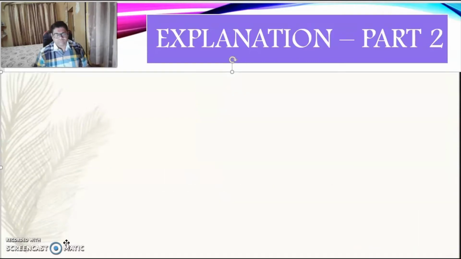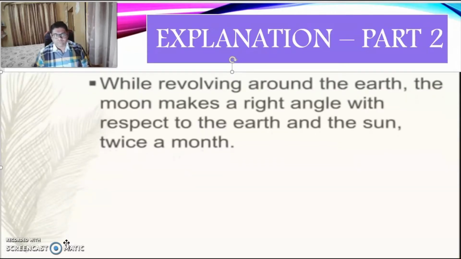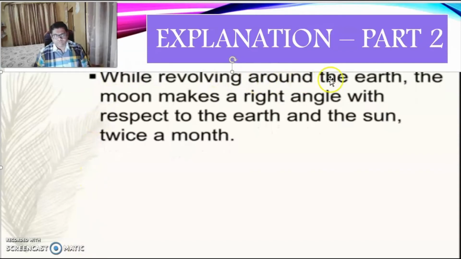Neap tides. We learned about spring tides. Now we'll be learning about neap tides. What are neap tides? While revolving around the earth, the moon makes a right angle with respect to the earth and the sun twice a month. Isn't it? So that is the first quarter and the third quarter.